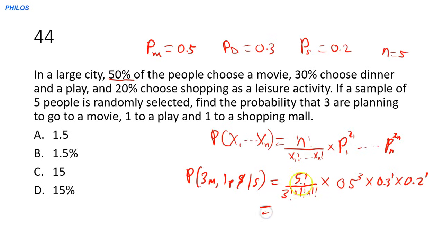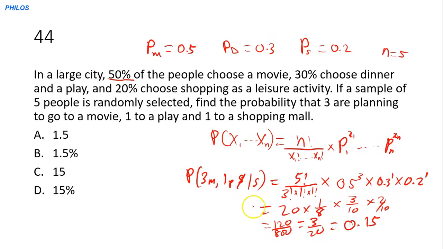So that will give us 5 factorial over 3 factorial times 1 factorial times 1 factorial, which is 20. And this will give you 1 over 8, times 3 over 10, times 2 over 10. If you multiply all this, you get 120 over 800, which is 3 over 20, which is 0.15. So the answer is 0.15.